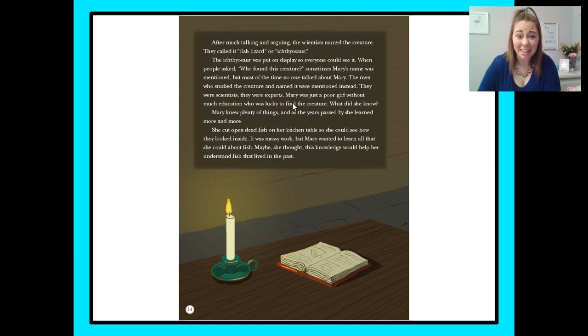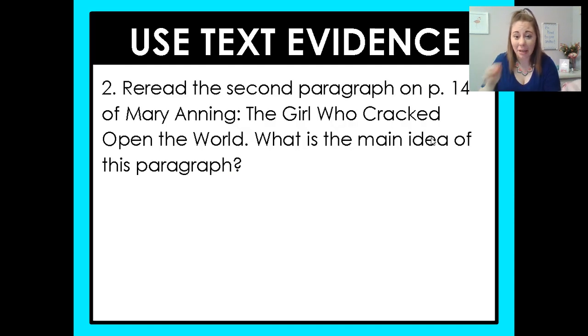I agree. It's talking about they're not giving her any credit. So we could say the main idea of this paragraph is Mary is not being given credit for finding the ichthyosaur.